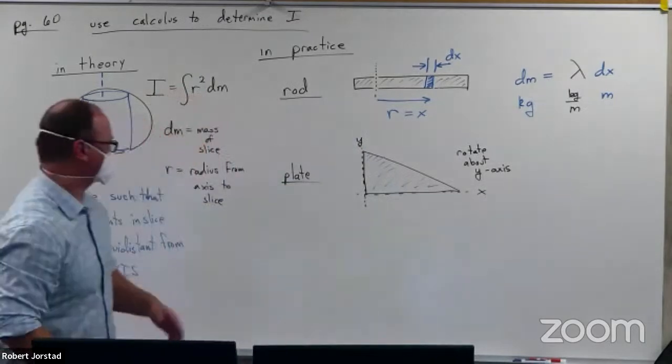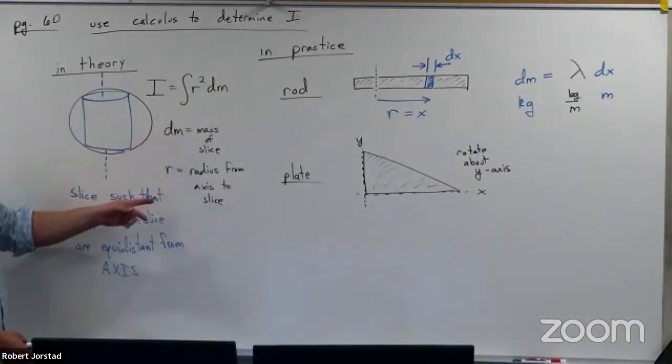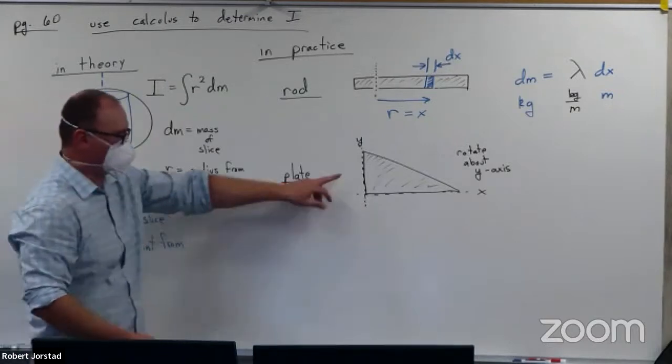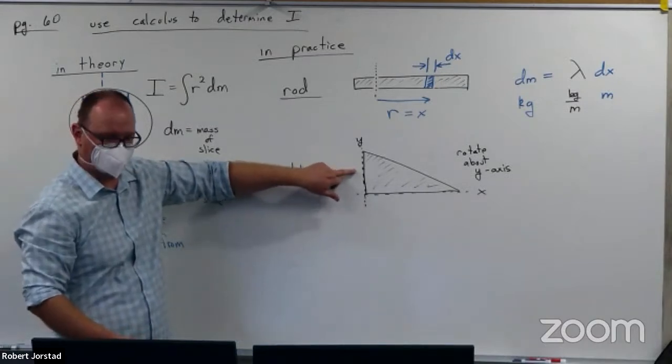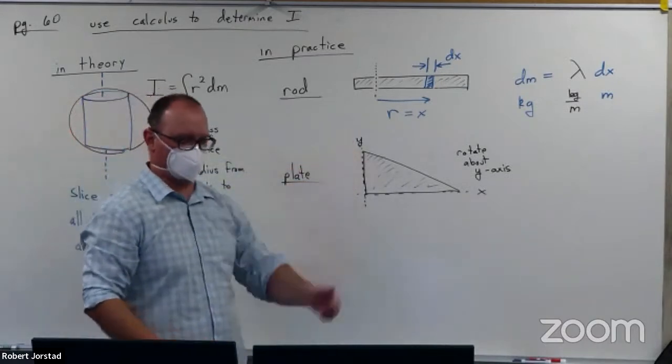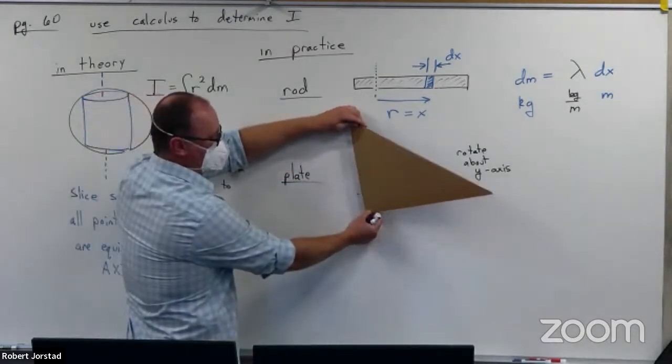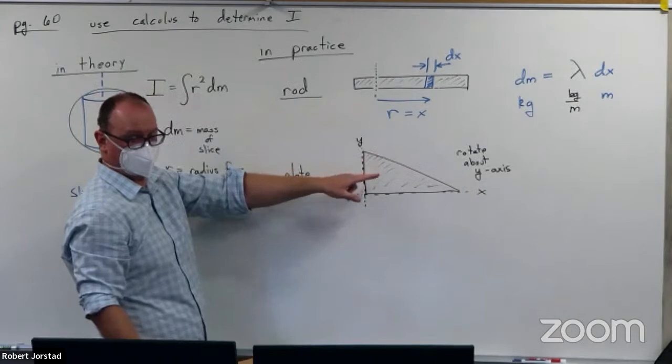What's important about the slice? What must be true about our slice? I need, well, yes, true, but all points in the slice are equidistant from the axis. How am I going to have to slice this object if I want to do a moment of inertia about the y-axis? All points need to be equidistant from the y-axis. Would I get a horizontal or a vertical slice?